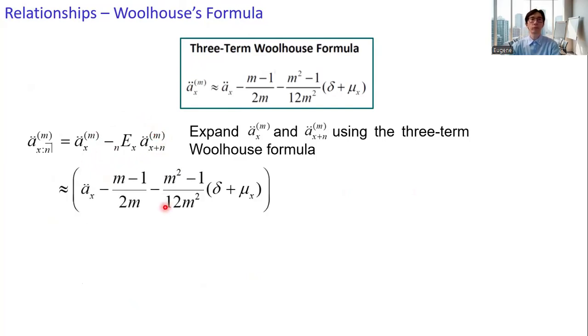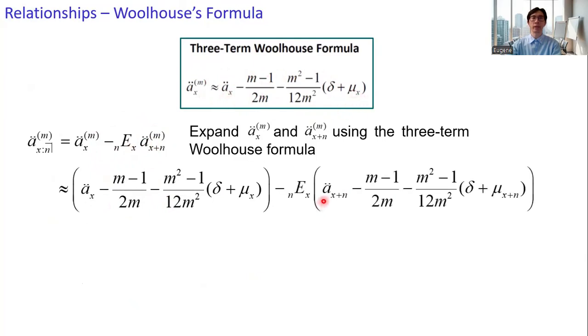The first term simply is the three-term Woolhouse formula given here. And then the second term applies to a double dot x plus n. So we simply change x to x plus n: a double dot x and mu x are replaced with a double dot x plus n and mu x plus n. Simplify the expression.